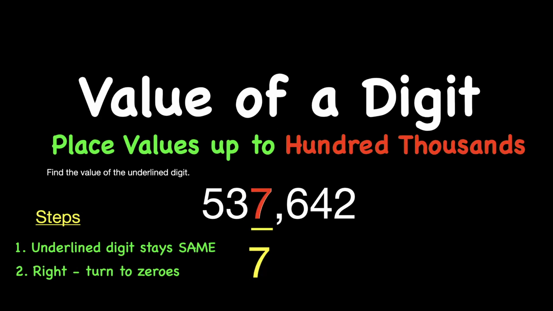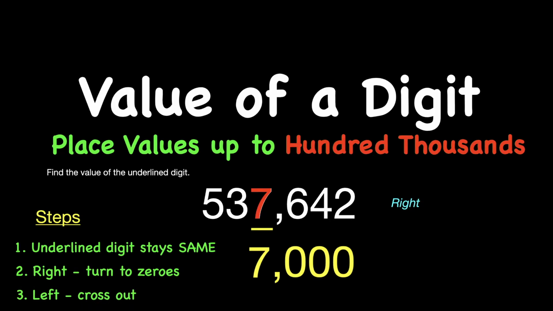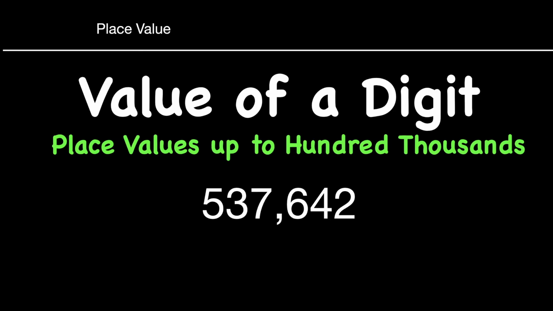The second step is that anything to the right of the underlined digit turns into zeros. And then the last step is that anything to the left of the underlined digit, we're going to cross out because we don't need them, okay? So the value of the underlined digit in this case would be 7,000. You could also say that because it's in the thousands place value, you could express it as 7 thousands with words. We'll be talking about place value. We'll go over the 3 steps again a few times, and then we'll solve some problems.